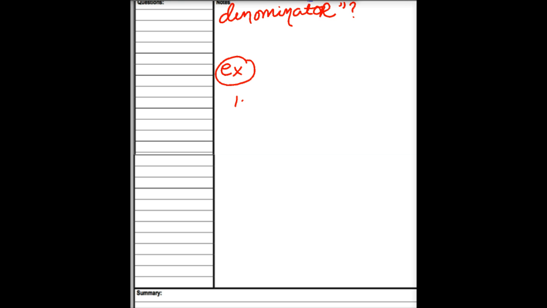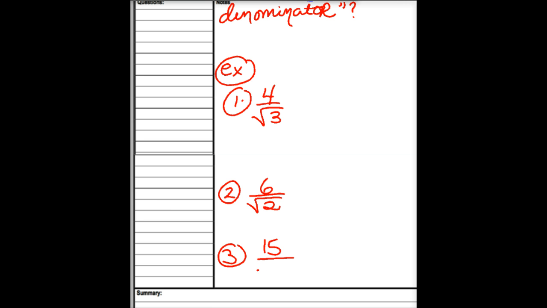Let's do number 1. I'm going to do 4 over the square root of 3. I'm going to move down. Let's write down a 2. 6 over the square root of 2. And then let's do number 3. I think I might only need to do 3 of these. Let's do 15 over the square root of 3. Let's make it negative.